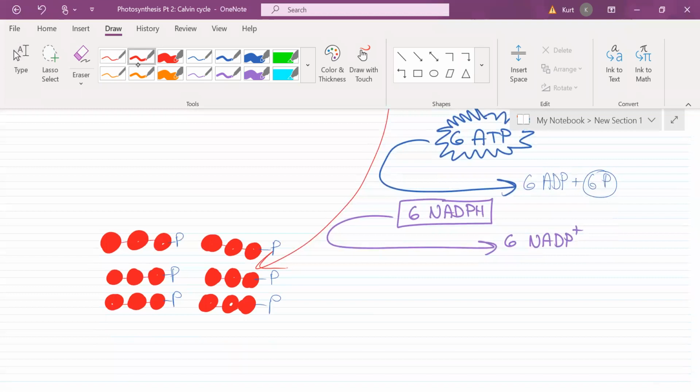These molecules are ones that you have heard of before. They're called glyceraldehyde 3-phosphate, or G3P.